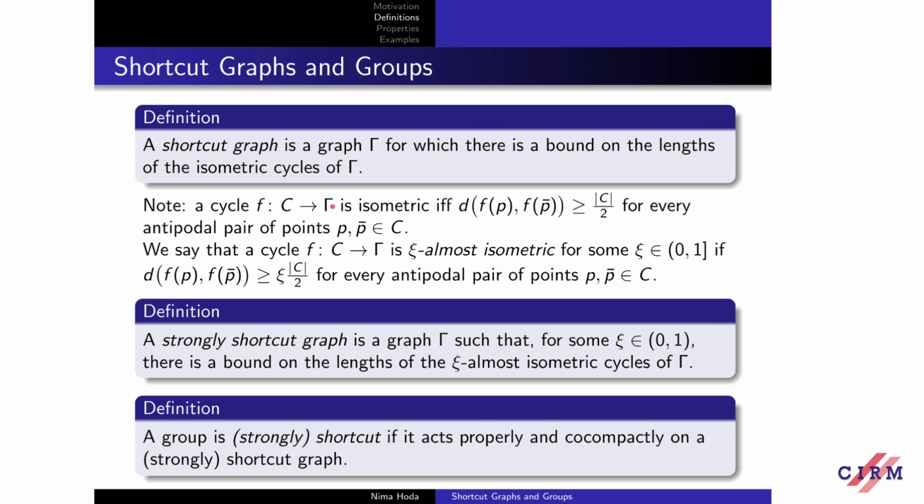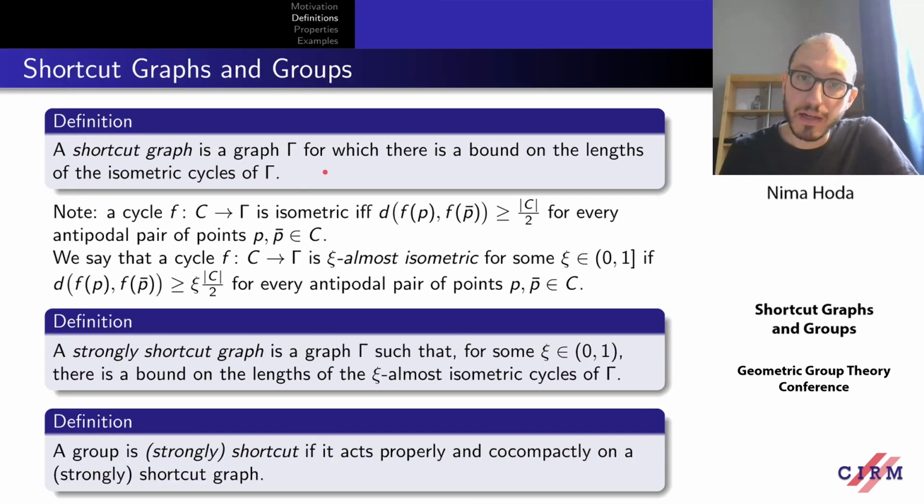Okay, so we're ready to start giving our main definitions now. A shortcut graph is a graph for which there's a bound on the lengths of its isometric cycles. So in other words, there's some bound theta, and any cycle in the graph that's longer than theta is not going to be isometrically embedded. So there's going to be some pair of points that are closer in the graph than they were in the cycle.